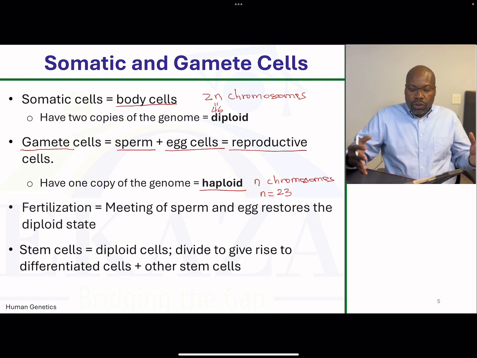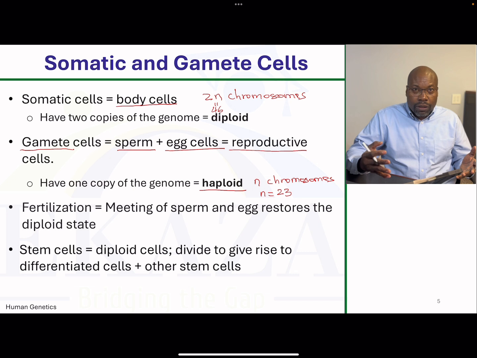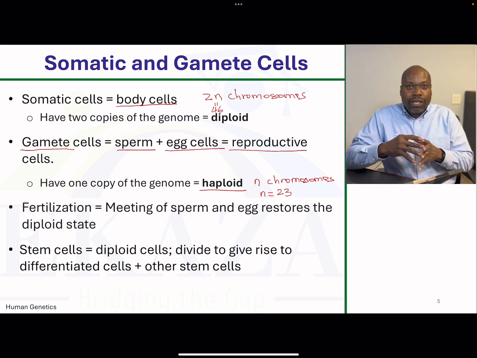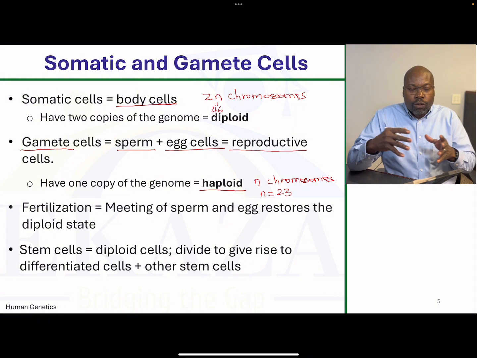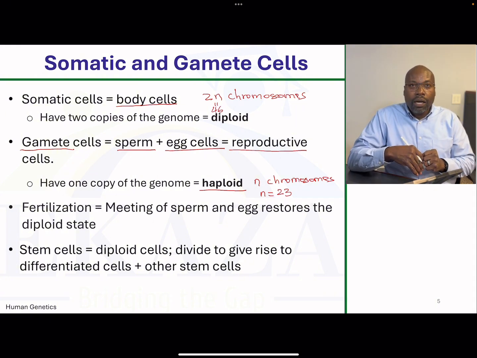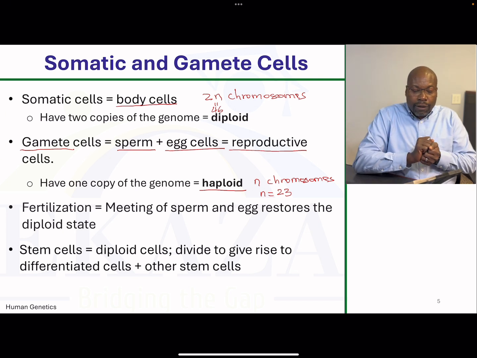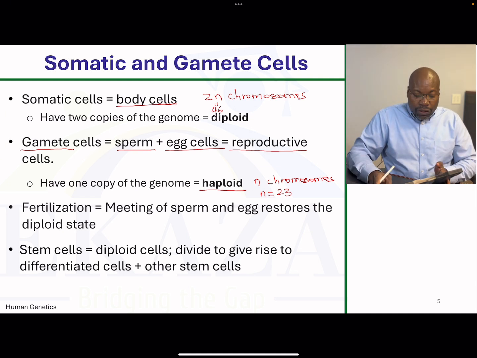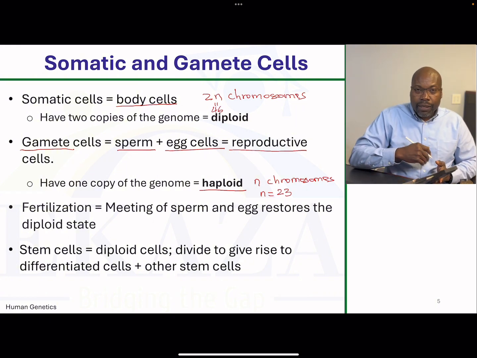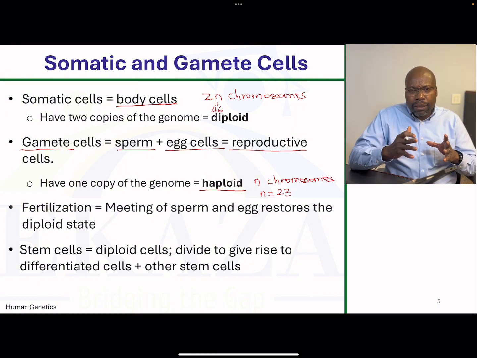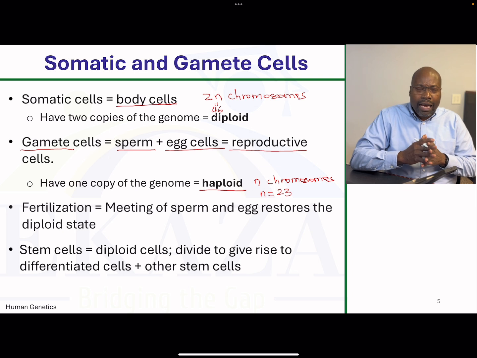to produce a brand new individual, right? That fertilization is going to restore the 46 chromosomes, right? A sperm brings 23 chromosomes, an egg brings 23 chromosomes together. They're going to form 46 chromosomes so that you can exist, right? Now, at the very beginning, after fertilization, we have a zygote.